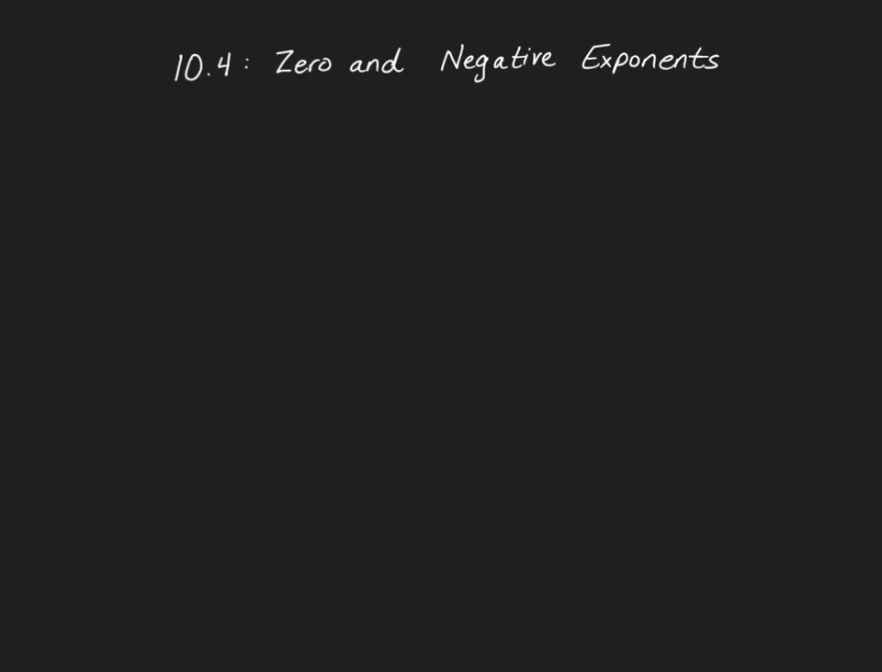It's very important that you have watched the other videos from Chapter 10 before continuing with this one, because I expect that you will have already learned and know the other rules for exponents that you learned in previous sections. In sections 2 and 3, you learned about the first 4 rules of exponents. Today we're going to do 2 rules, and the first one is rule number 5, zero exponents.